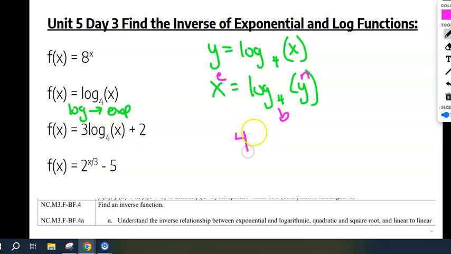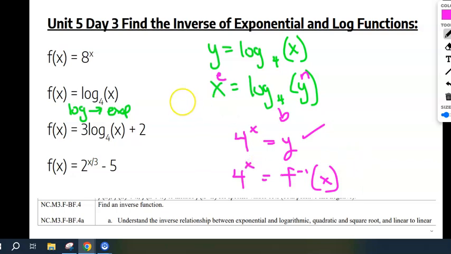So let's convert to exponential. The base is 4. The exponent is x. The number on the other side is y. And look, once again, y is by itself. This is the inverse. We'll return y back to f of x as an inverse. And my second one is done.